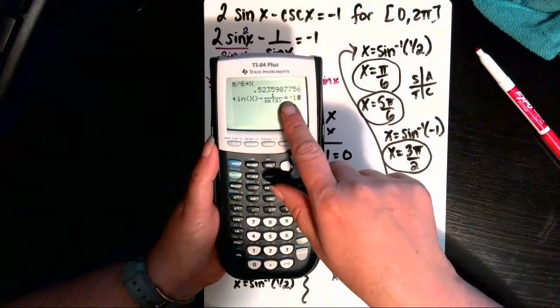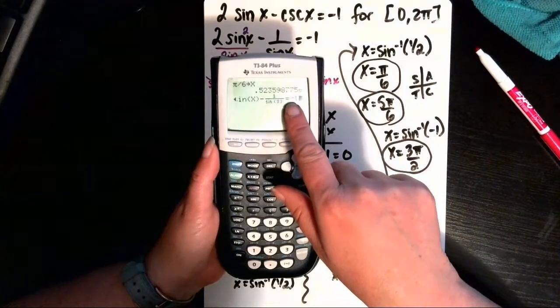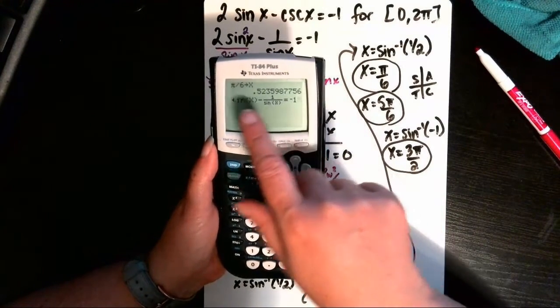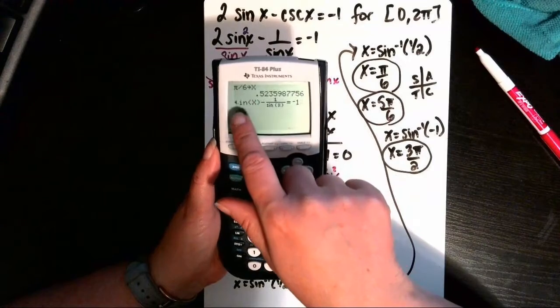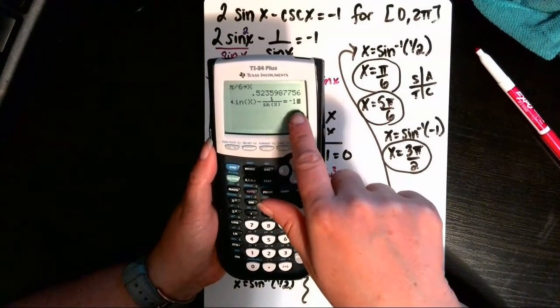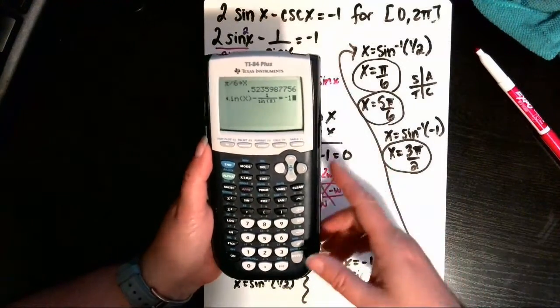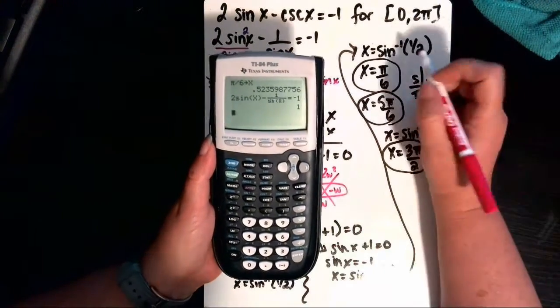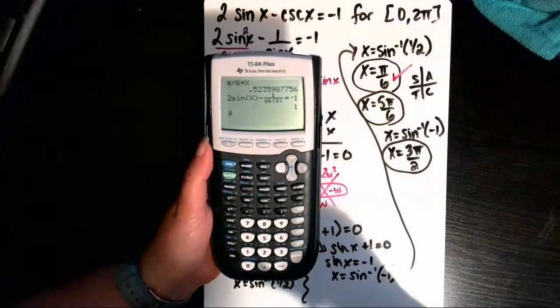Remember, whenever we use the equal sign in the graphing calculator, we're asking a yes or no question. So when the calculator substitutes pi over 6 everywhere there's an x, if it's a true statement, it's a yes, it'll respond with a 1. If it's false, it'll say 0 for no, and we get a 1. So pi over 6 works.